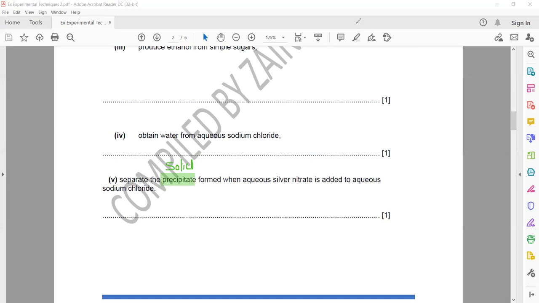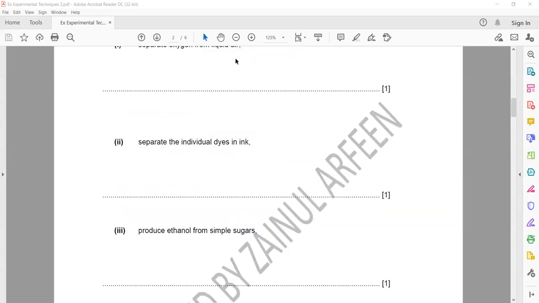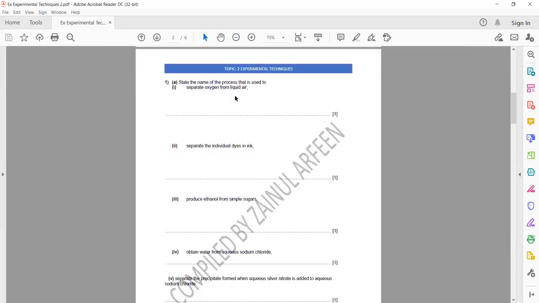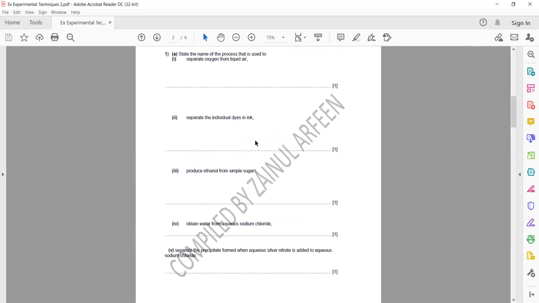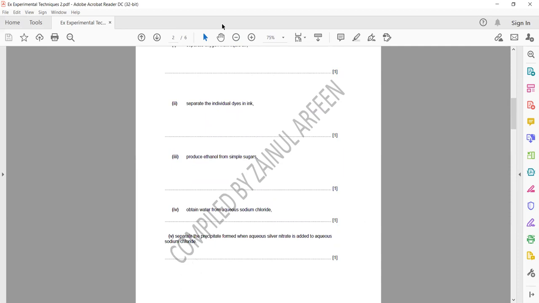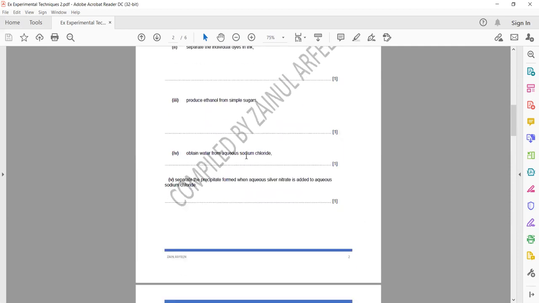filtration. So the answer for the first one, oxygen from liquid air, is fractional distillation. If you want to separate inks, dyes, or colors, you use chromatography. Part 3 is not there, so leave that. Obtaining water from aqueous solution: if we need water from an aqueous solution, like a salt solution, we can use simple distillation. And if we want to separate the solid, the precipitate, from the solution, we can use filtration.